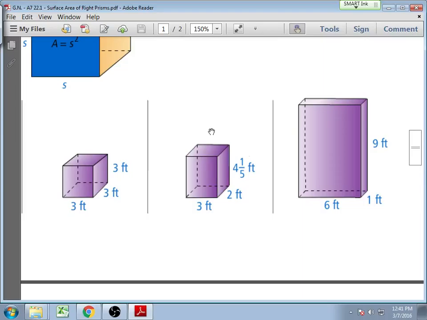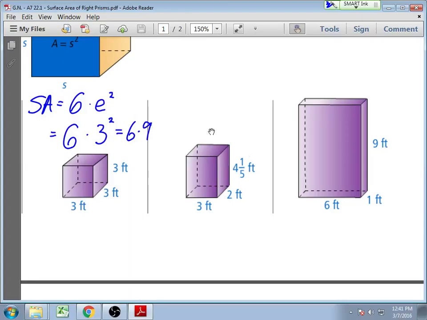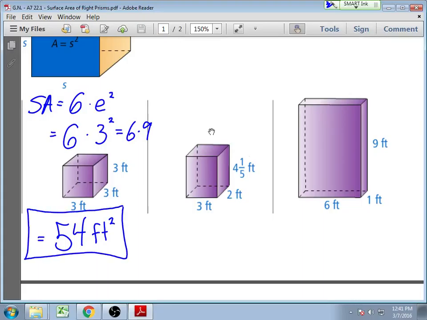Hopefully you paused the video and did this prior to coming back. We see that we want to find the surface area of a cube here, which is going to be 6 times that edge length squared, or that side length squared, but we like to call them edges now. So since I see that my edge length is 3, I'm going to square my 3. That becomes 6 times 9, which becomes a total surface area of 54 feet squared. Notice that because all of these are area, they're all going to be my units squared.